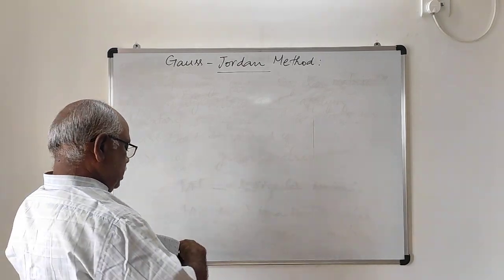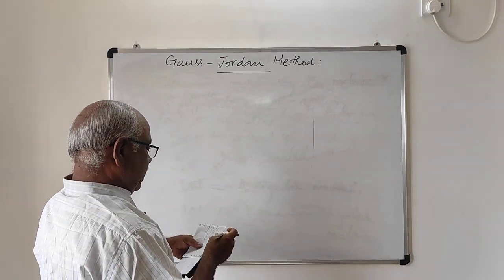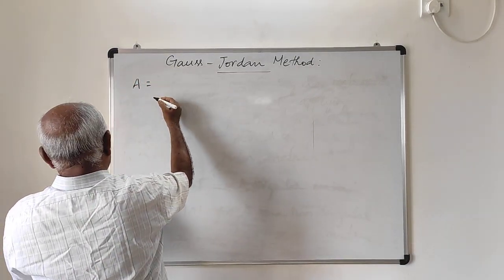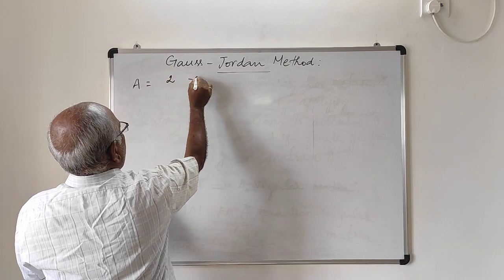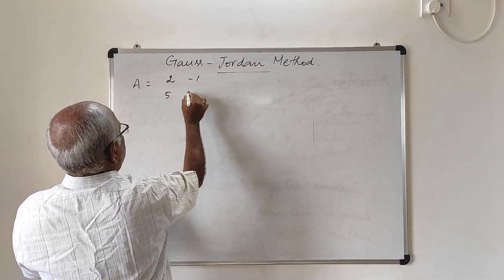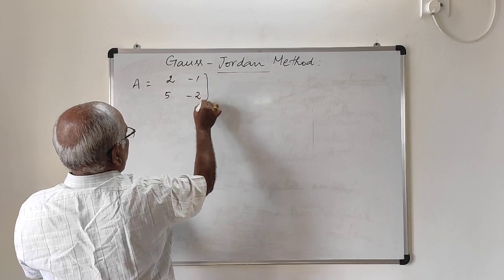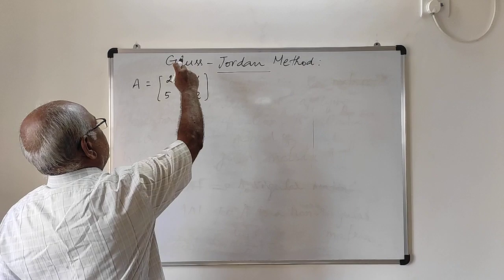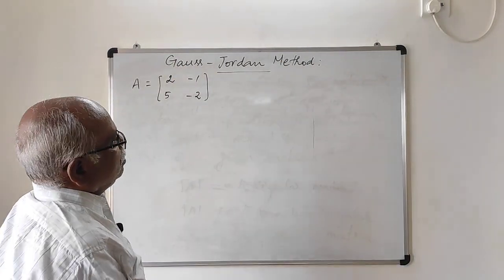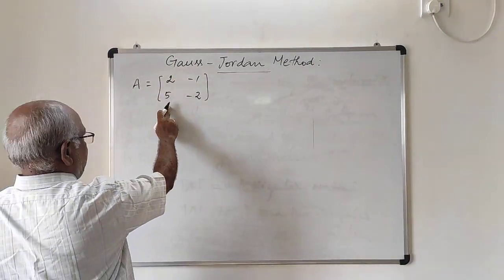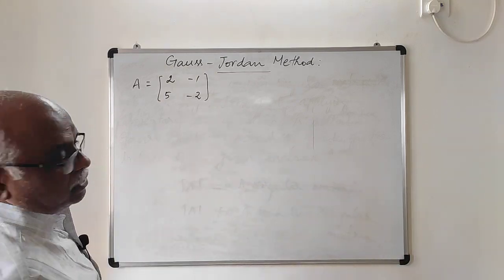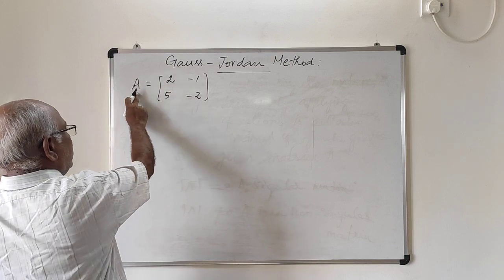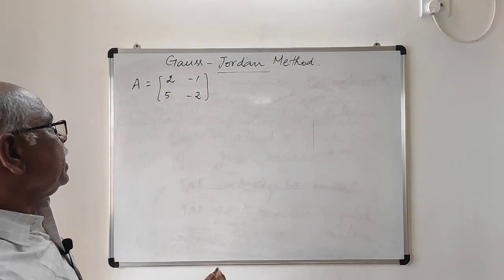Now, consider this problem. Find the inverse of the matrix A, which is 2, minus 1, 5, minus 2. You have to find the inverse of the given matrix A by Gauss-Jordan method. For this, our first step is to augment this matrix A with its corresponding identity matrix.